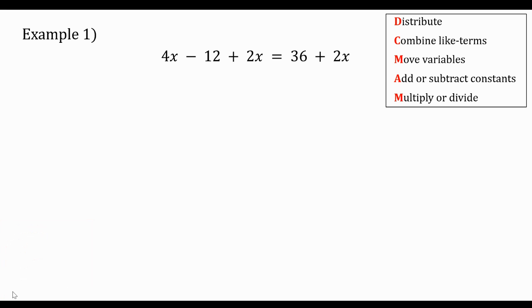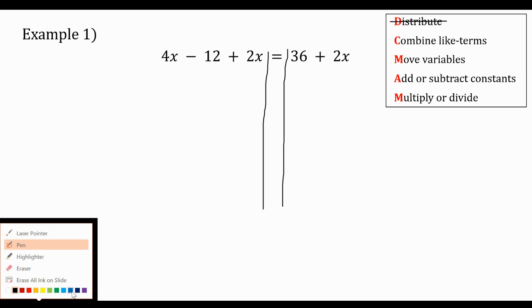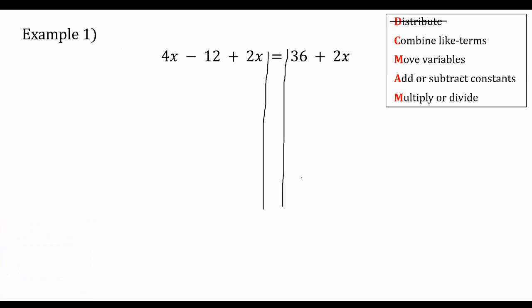So like every other equation, how we want to start this is drawing those train tracks. And the first step is to distribute, but we don't see any parentheses here. So in this case, we are not going to distribute anything. So our next step would be to combine like terms. And like I said before, that means like terms on the same side of the equal sign.